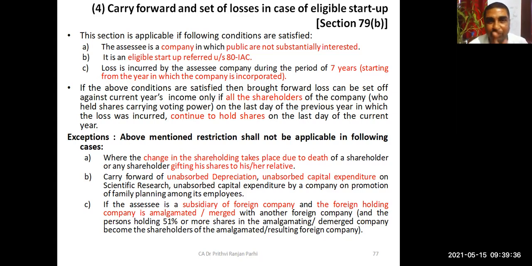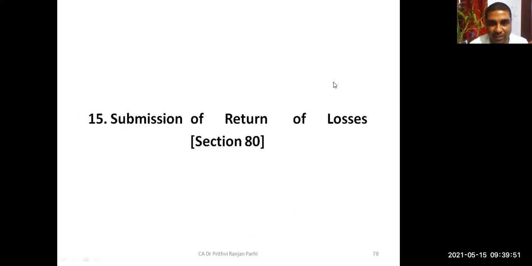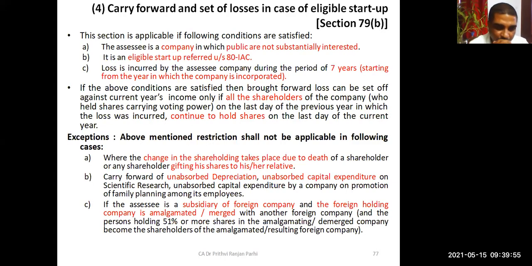Okay, so broadly you have to remember the past 7 years' losses can be carried forward and set off provided shareholders are the same, and it should be an eligible startup company in which public is not substantially interested. Okay, is it clear to you? Okay, thank you.